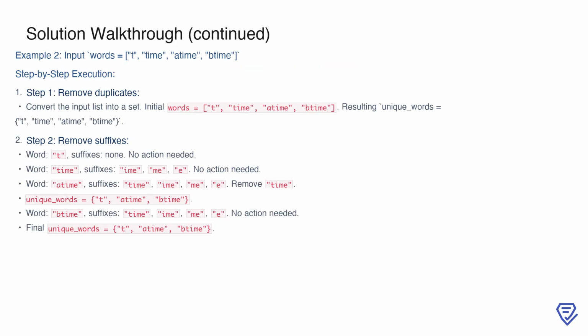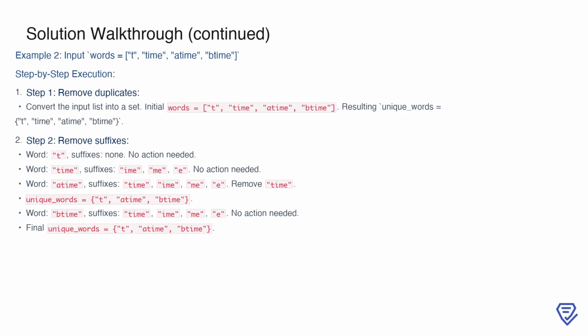In the second example, we begin again by removing duplicates to create a set of unique words. Given the input words equals t, time, a time, time, the resulting unique_words set is t, time, a time. Next, we remove any word that appears as a suffix of another. Starting with t, it has no suffixes, so no changes are made. For time, its suffixes are ime, me, and e, none of which are present in the set, so again no changes are made. Looking at a time, its suffixes include time, which is in the set, so time is removed. This leaves unique_words equals t, a time.